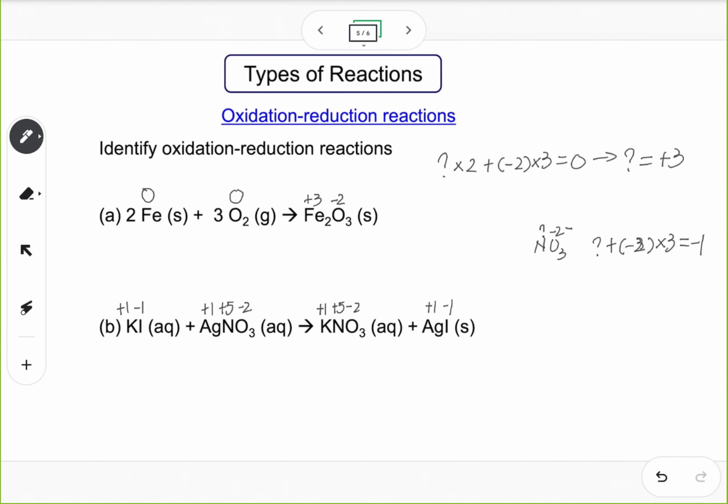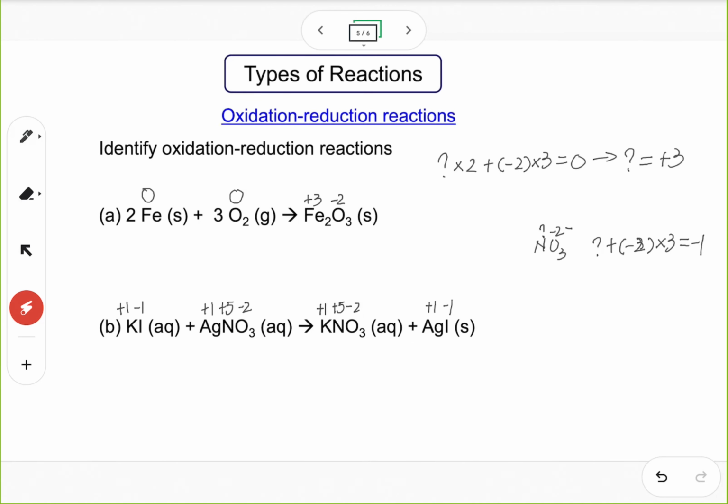Now let's compare. The oxidation state of potassium remains the same. No change for iodide, it remains -1. Silver remains +1. NO3 remains +5 for nitrogen, and -2 for oxide, on both sides. So there are no oxidation state changes before and after the reaction. So this is not an oxidation reduction reaction.